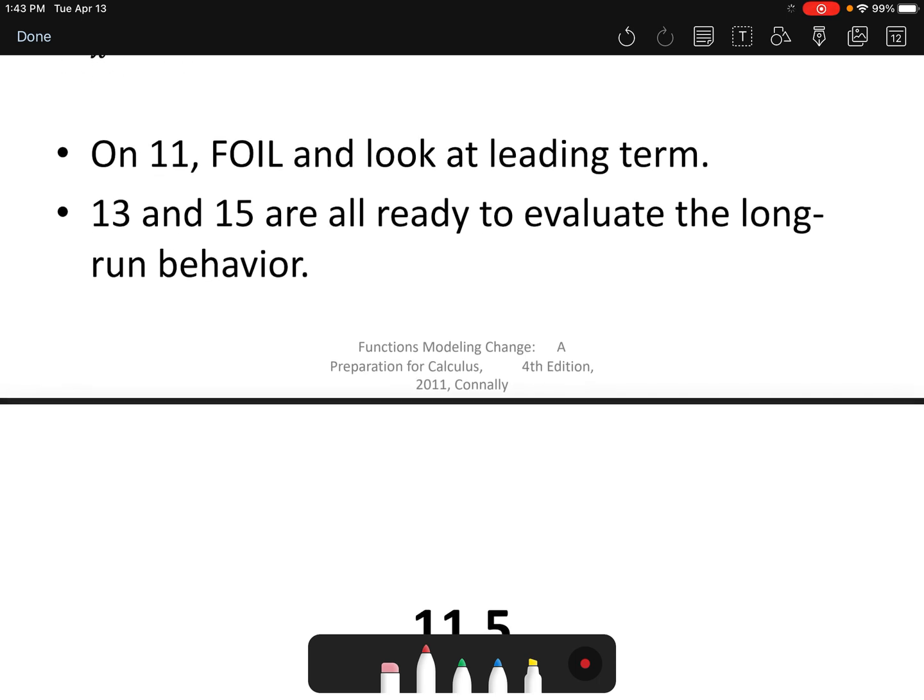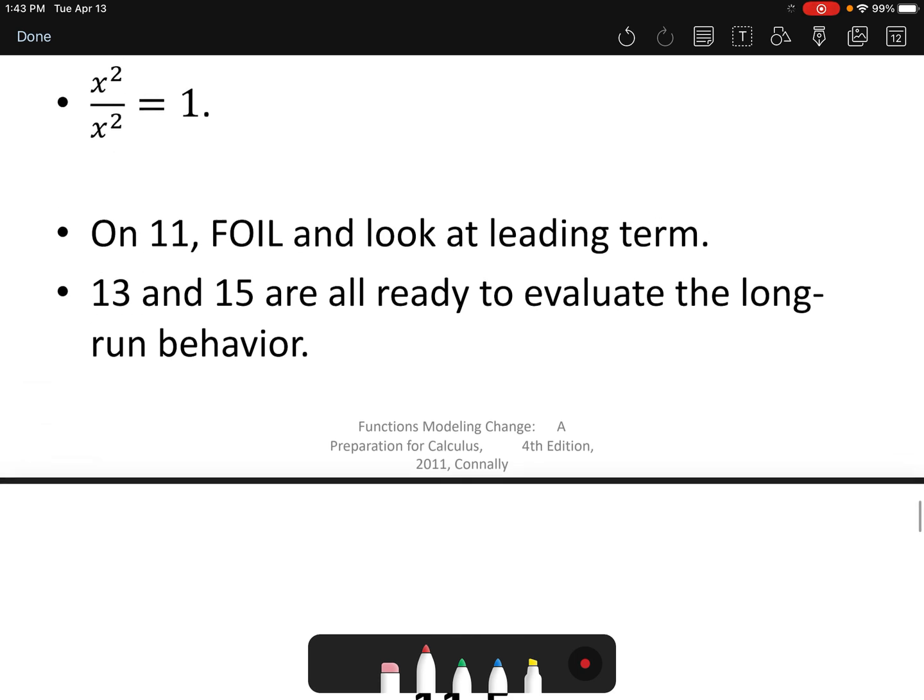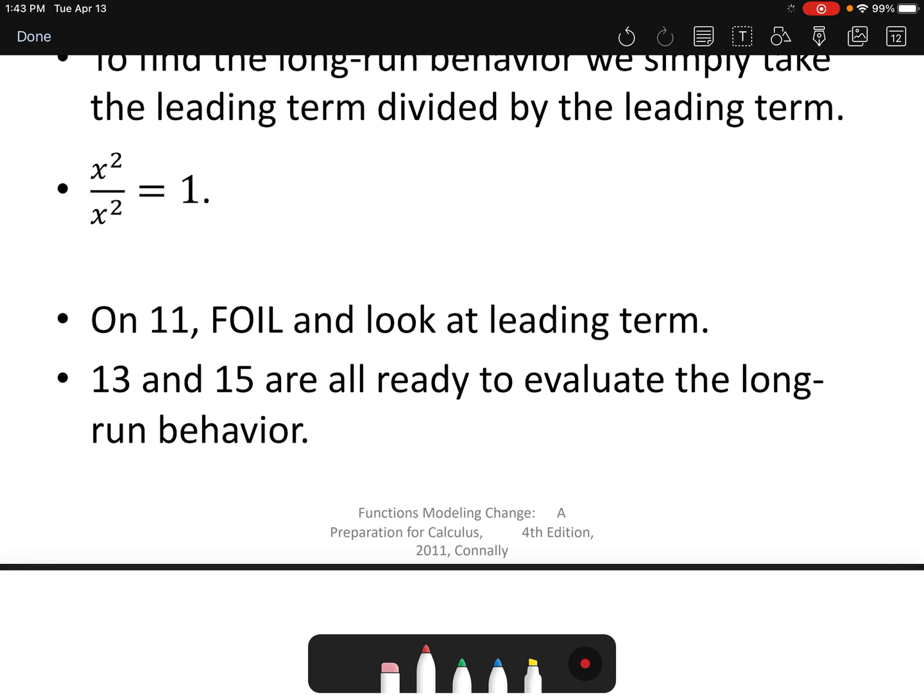On 11, you're going to FOIL and look at the leading term. 13 and 15, they're all ready to evaluate the long-run behavior based upon what's given. And that should help you with the graphs as well.